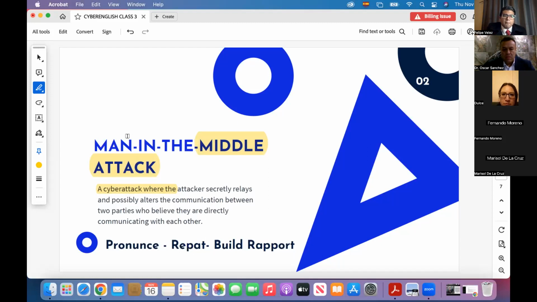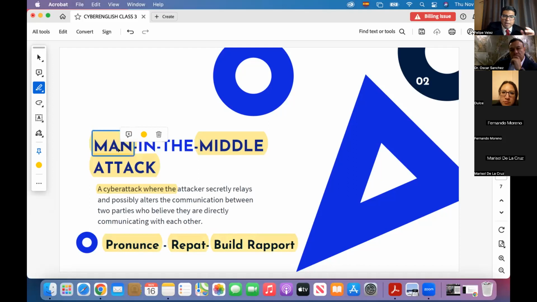So repeat after me, Dulce. Man in the middle. Man in the middle attack. Very good. Every time we pronounce something, we have to follow these steps: to pronounce, to repeat, and to build rapport. Every time we don't understand a knowledge in cybersecurity, first we have to understand how to pronounce the word. So we have to read the letters and anything that can give me knowledge of the word itself.